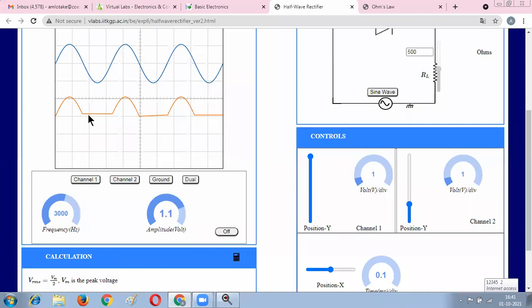So it is called the half wave rectification, converting alternating supply or alternating current or voltage into what? Pulsating output. So it is called the half wave rectifier. Clear with this?